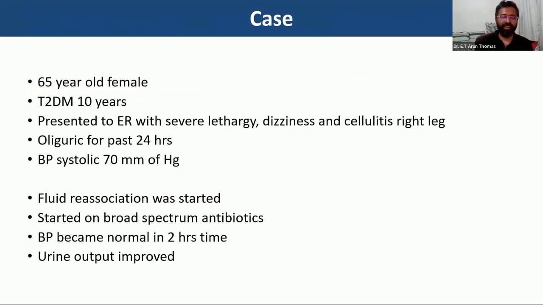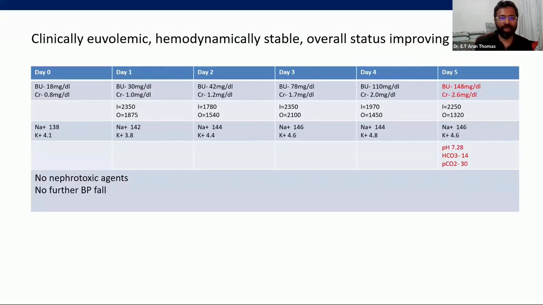Another case regarding kidney perfusion and vasoconstriction I need to tell is about a 65-year-old female. She is diabetic for 10 years, presented to the emergency with lethargy, dizziness and cellulitis of the right leg. Patient is oliguric for 24 hours. Systolic BP is 70, so the patient is in septic shock. The cause of sepsis is cellulitis. In the emergency department, the patient was adequately resuscitated with fluids and started on broad spectrum antibiotics. BP became normal in 2 hours, urine output improved and urine started to come. So everyone became happy.